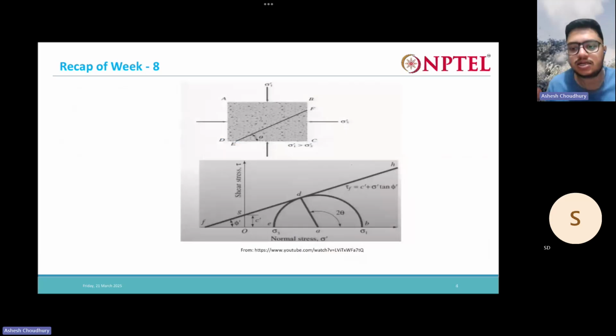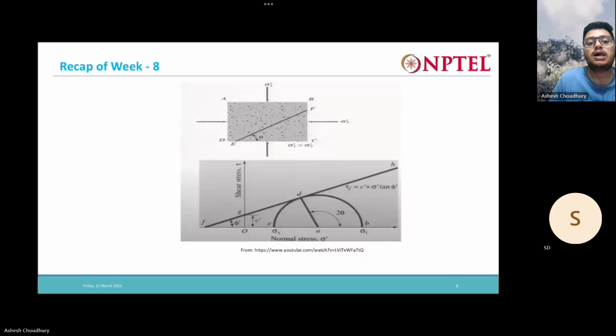Next we have the Mohr circle. This Mohr circle you must have studied in your basic solid mechanics course or mechanics of materials, whatever you call it in that course. This is a Mohr circle. Similarly, any stress state we can represent in terms of a Mohr circle.